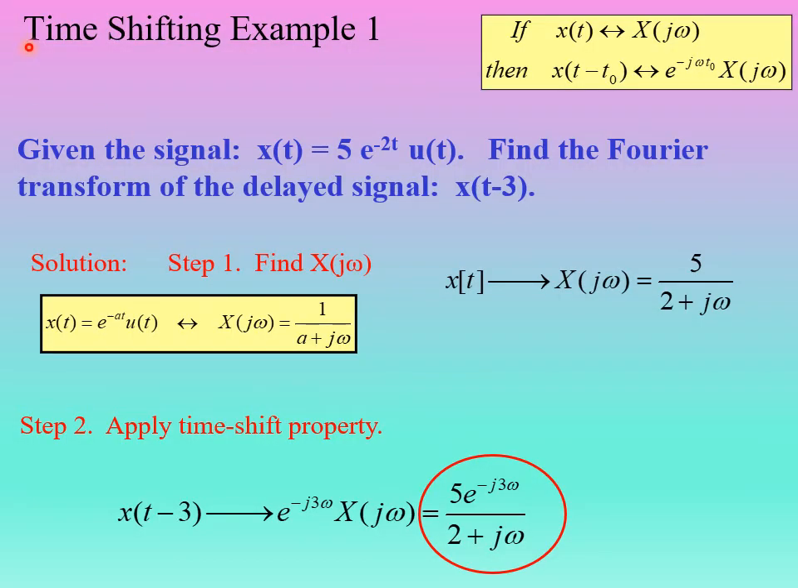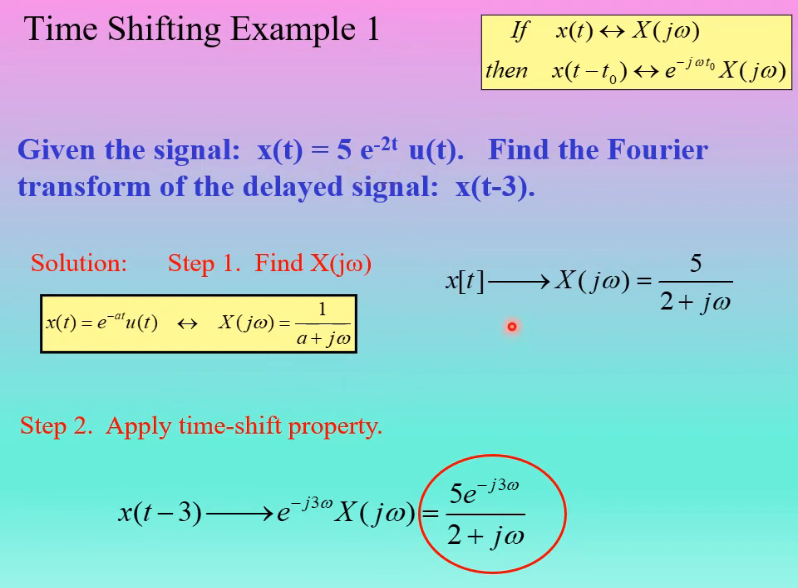Let's look at an example of time shifting. Suppose we're given the following signal: x of t is equal to 5 times e to the minus 2t times u of t. We're asked to find the Fourier transform of the delayed signal x of t minus 3. So how do we approach this? Let's find the Fourier transform of the original signal first.